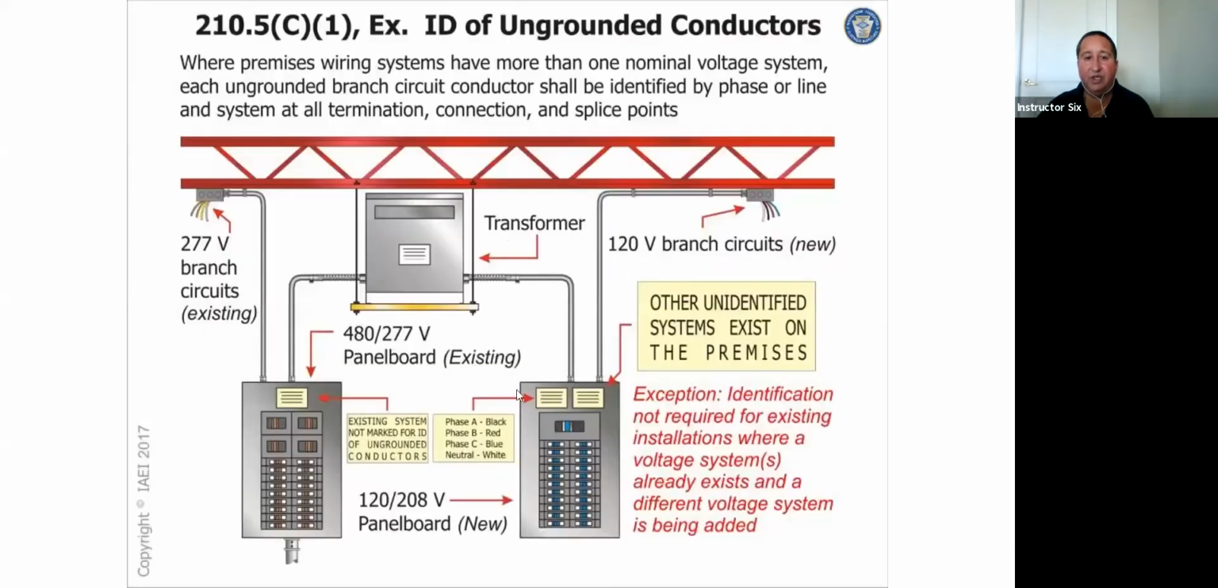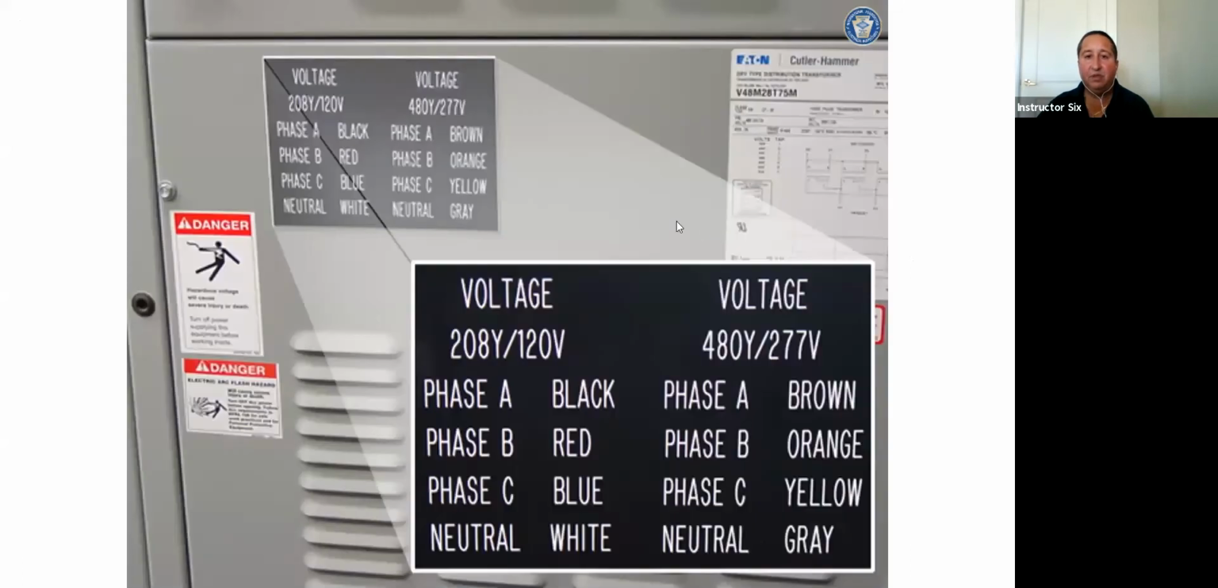And again, you can see here is existing, that it'll have to be marked, but the new ones have to be marked. Okay, very important. And it's also at all terminations connected in splice points. Here's an example, 120/208, and now the 277/480, and you notice it's gray, and the ungrounded or the phase conductors are also different colors. So if somebody goes into a box or a panel, they could see two different systems.